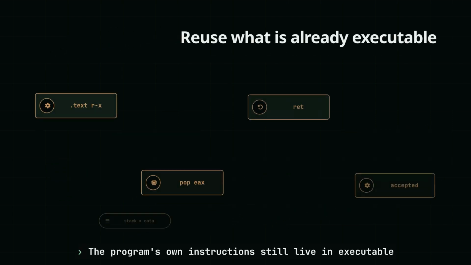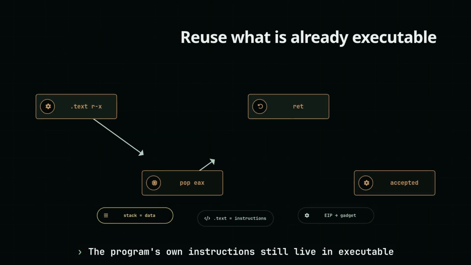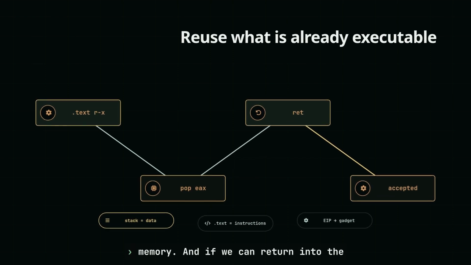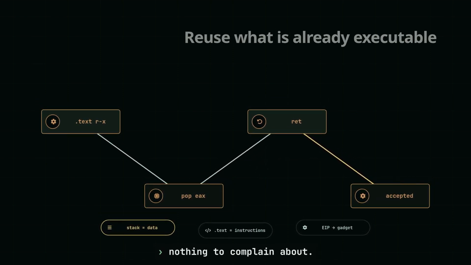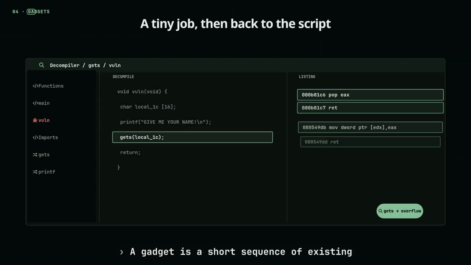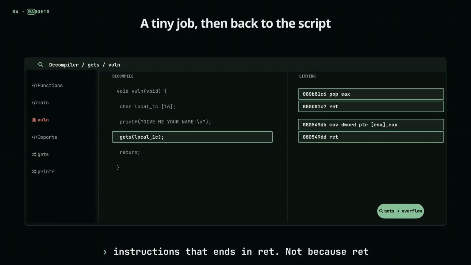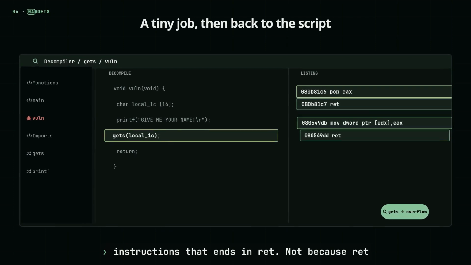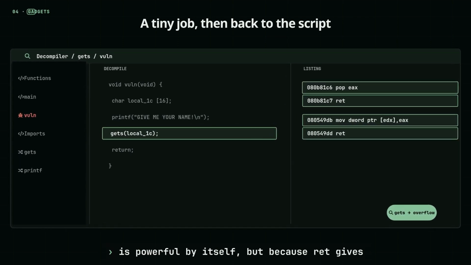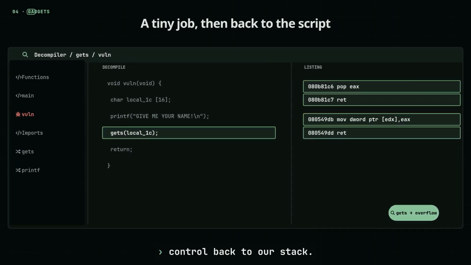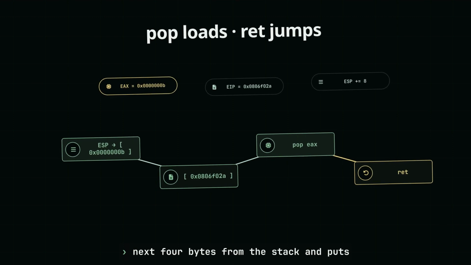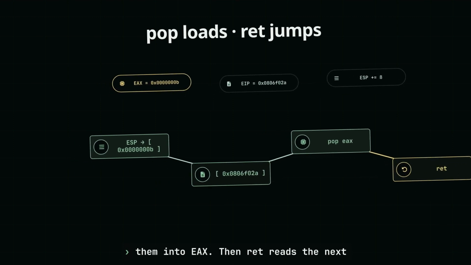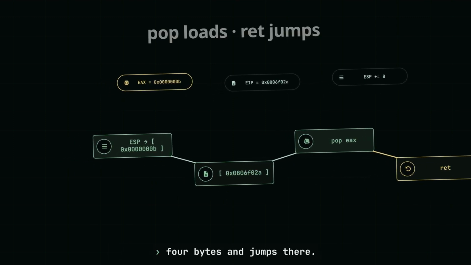NX does not say the CPU cannot execute anything, it says this memory region is not executable. The program's own instructions still live in executable memory, and if we can return into the right tiny instructions, NX has nothing to complain about. A gadget is a short sequence of existing instructions that ends in ret, not because ret is powerful by itself, but because ret gives control back to our stack. Take pop eax; ret. Pop eax reads the next 4 bytes from the stack and puts them into EAX. Then ret reads the next 4 bytes and jumps there.